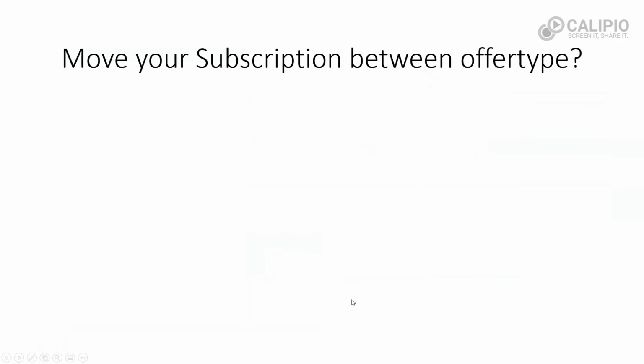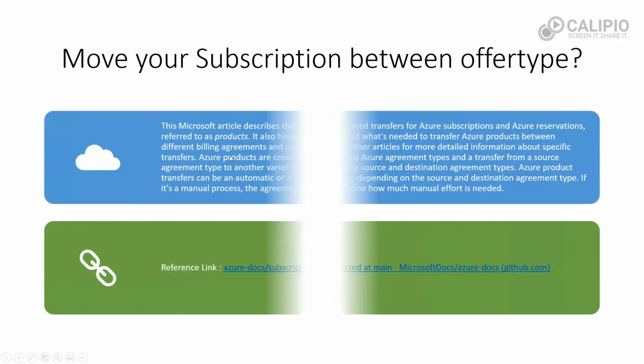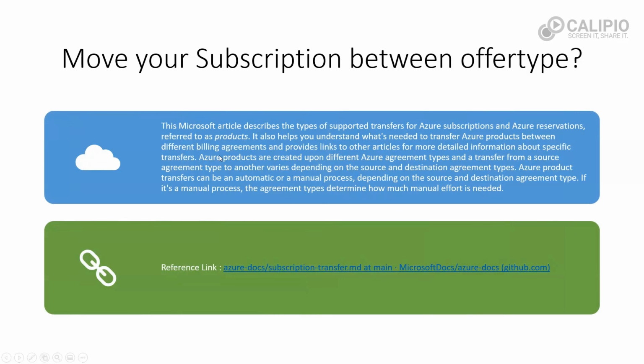Now, the interesting part: Microsoft provides an offering where you can move your subscription between offer types. I just had a brief discussion about moving your subscription offer type from free trial to pay as you go. But other than that, there are lots of offer types that Microsoft supports, and you can refer to this link. I will post it in the document section of the video description.